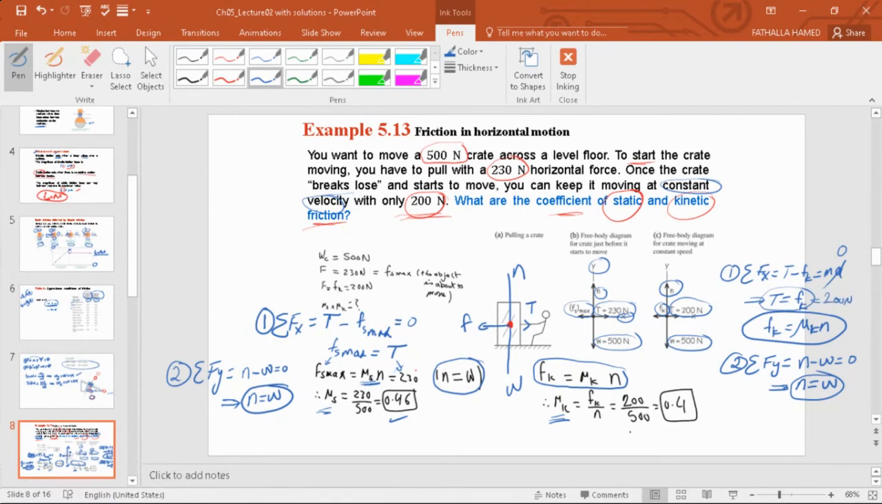So it's 200 divided by 500, and it gives you 0.4. And that's how we obtain the coefficients of static and kinetic friction in this case. Is this clear? Any question on this?